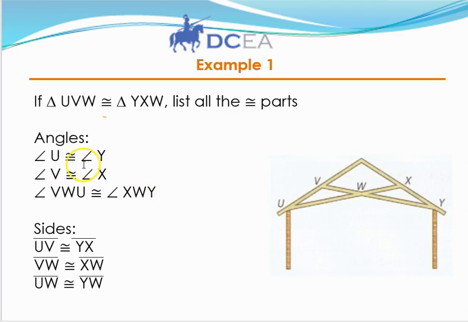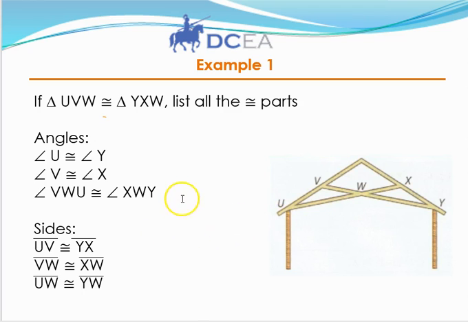So angle U is congruent to angle Y. Angle V is congruent to angle X. Angle VWU is congruent to angle XWY. We also have sides that are congruent, so we have UV is congruent to YX, VW to XW, and UW to YW. When you're asked to do these problems, you need to list these sides and angles that are congruent in the same manner.